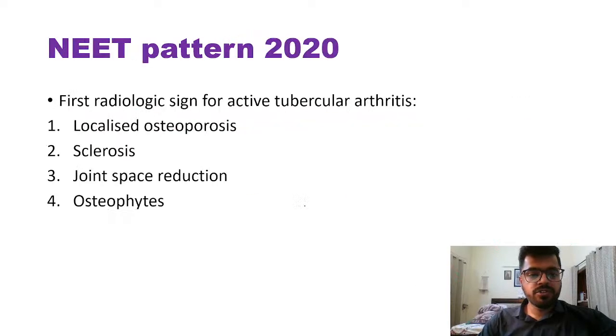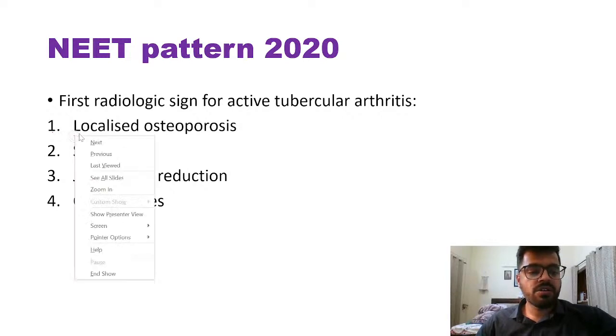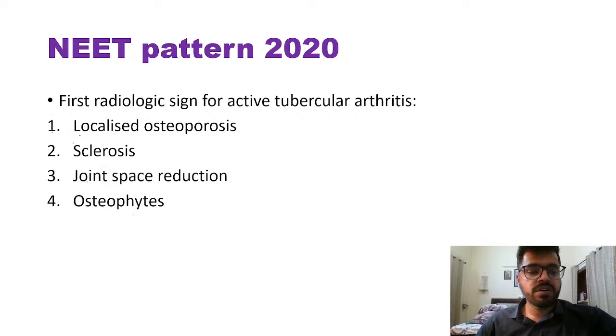So here are a few questions based on NEET. First radiologic sign for active tubercular arthritis: localized osteoporosis, sclerosis, joint space reduction, osteophytes. As we already discussed, the initial sign of active tubercular infection is localized osteoporosis or juxta-articular osteopenia.